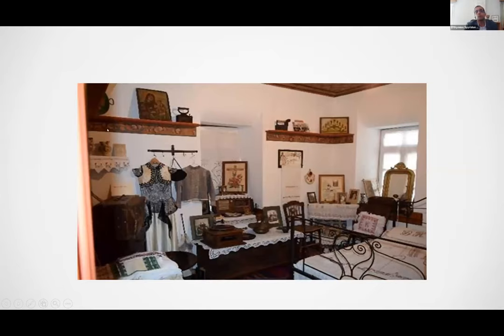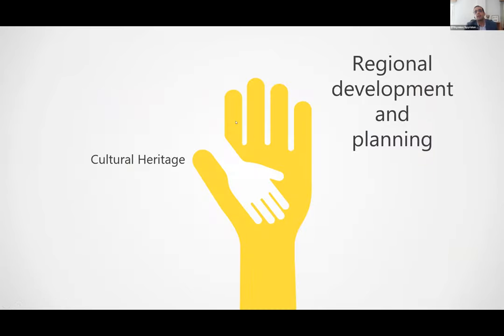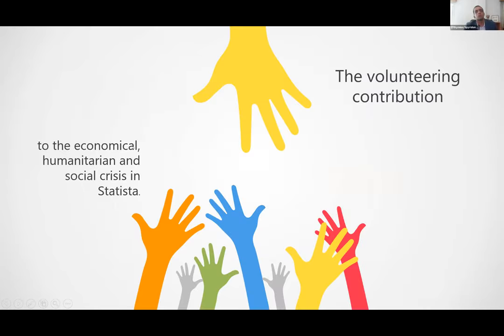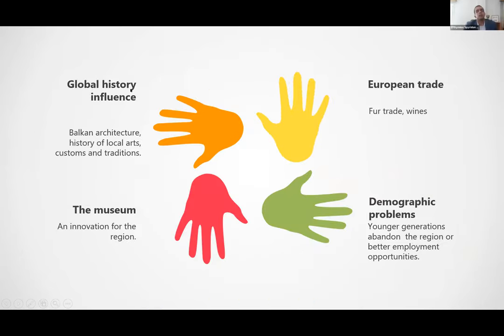This is the museum in Sciatista. The locals and the young people participate with willingness, and region development seems to combine with cultural heritage in this way. The photo of the museum and the following contribution to the economic help to the economic, humanitarian and social crisis in Sciatista. The four points about creating the volunteering are the global historical influence, the Balkan architecture, the local history, the custom and the tradition.